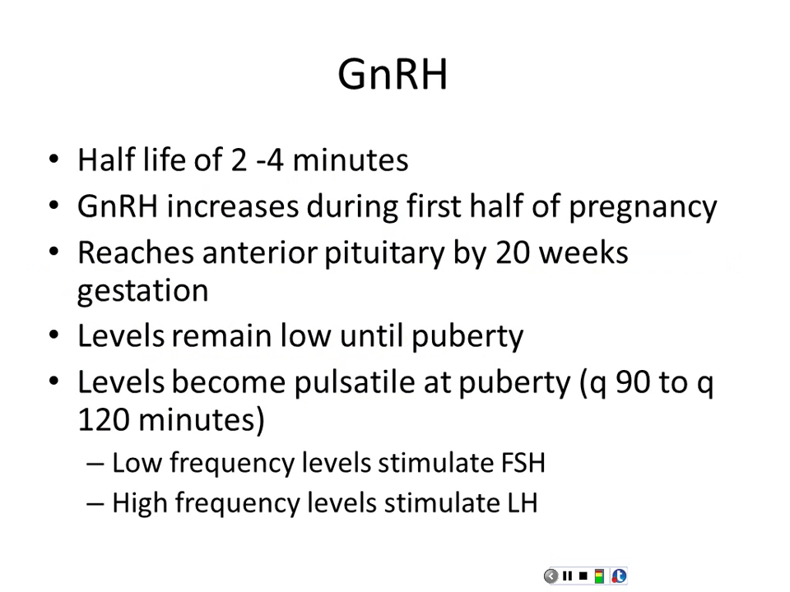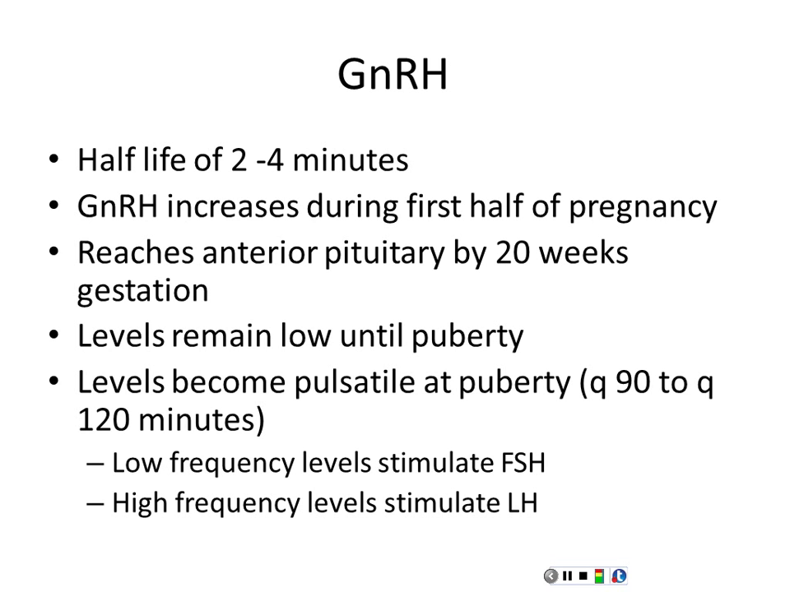GnRH, the half-life is 2 to 4 minutes. It increases during the first half of pregnancy. It reaches the anterior pituitary by about 20 weeks gestation. This is also a big thing in case we ever see it on the boards. Most likely, if you get a hormone, when does it reach the anterior pituitary? It's about 20 weeks. The levels of GnRH remain low before puberty, and the levels become pulsatile at puberty, with secretion every 90 to 120 minutes.